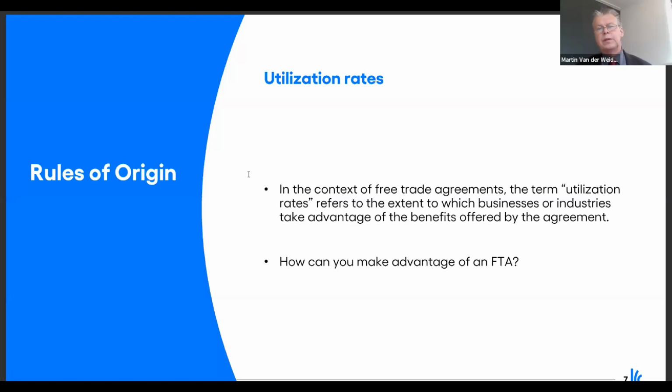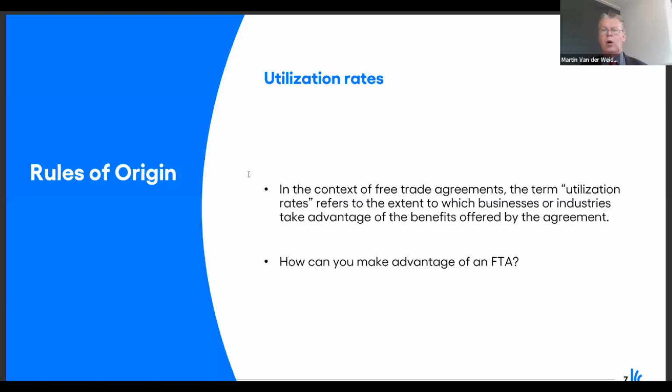How can you take advantage of a free trade agreement? So the first step of my presentation was, okay, there's a free trade agreement, you pay less import duties, there we are working with rules of origin. But now I'm coming to you as an exporter or an importer. How can you make benefit of a free trade agreement?